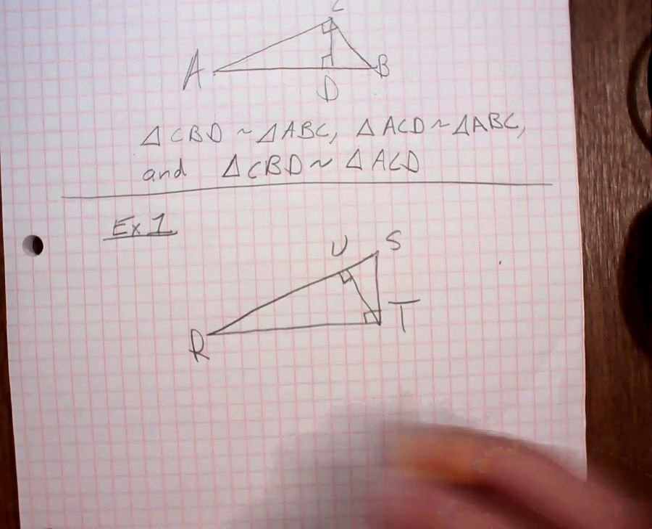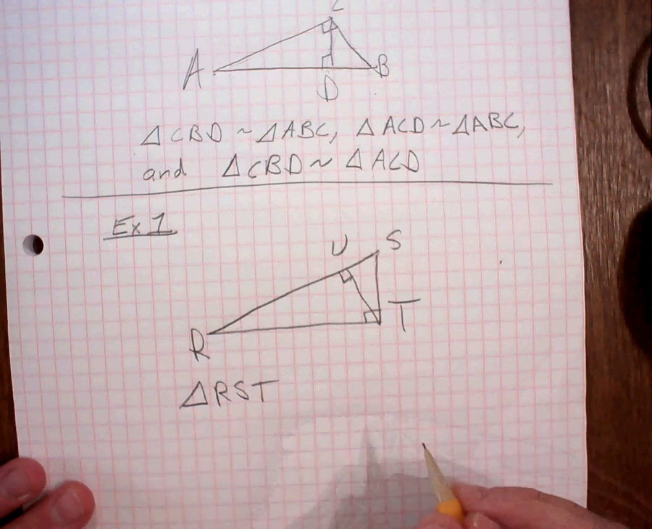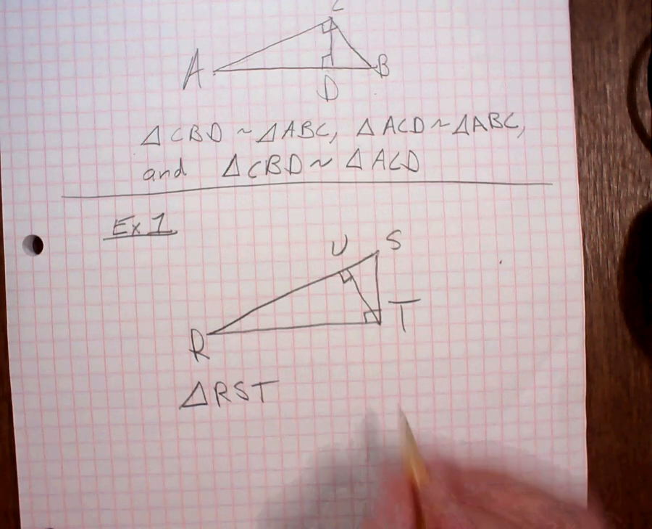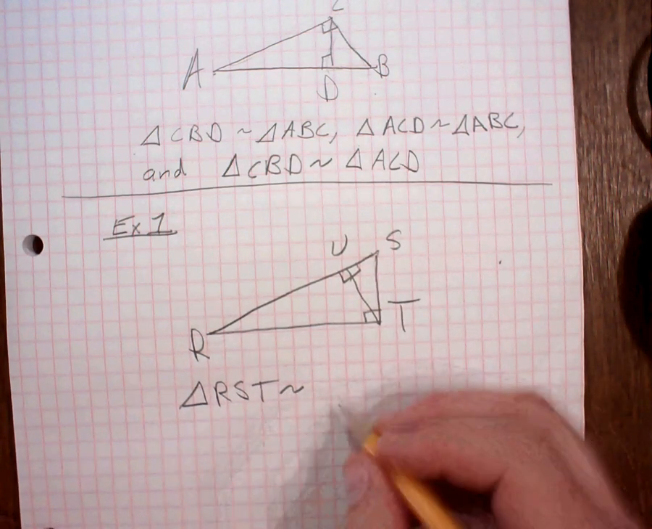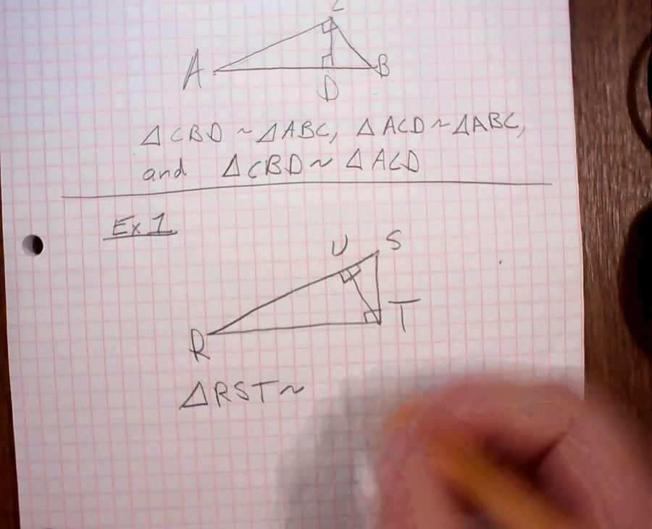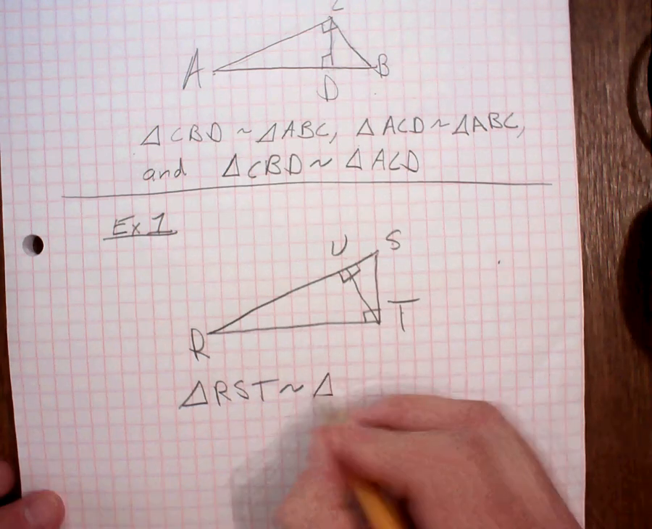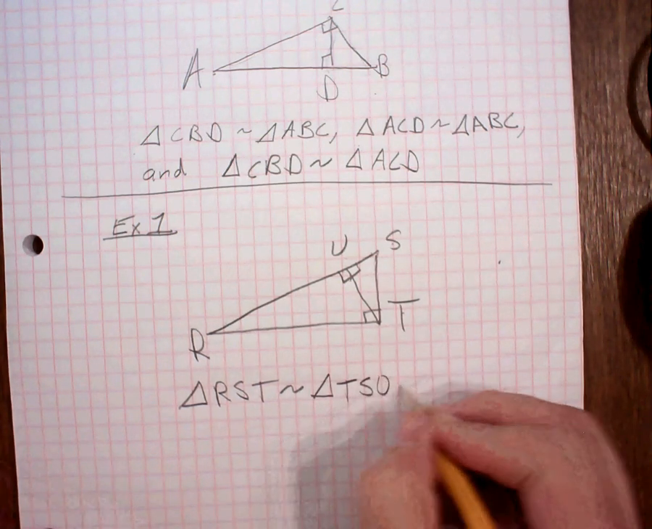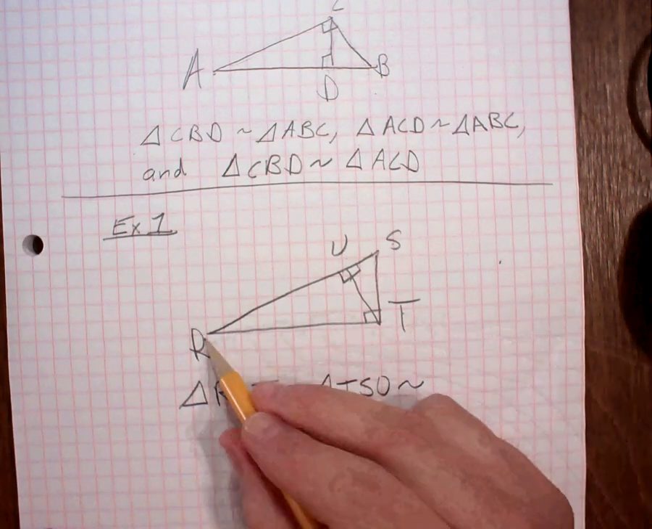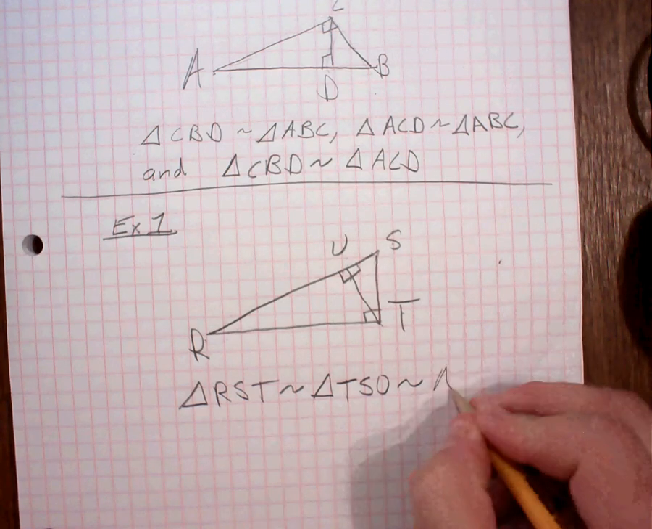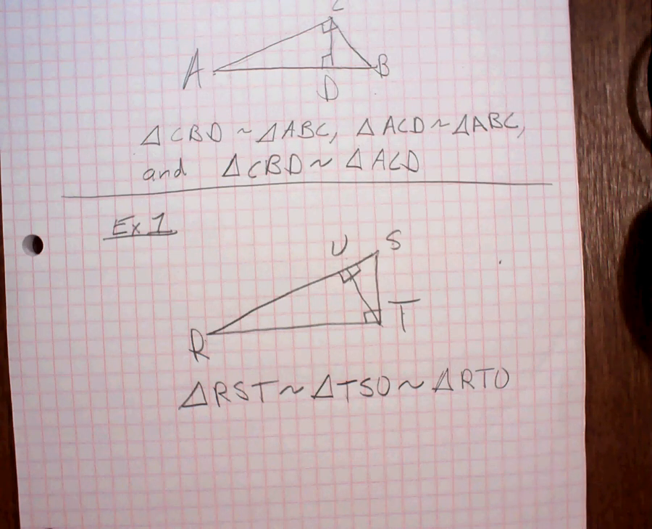Well, the big triangle RST is a 90-degree triangle. Okay? If this is 90 degrees, then this is also 90 degrees. So RST is similar to triangle TSU. And then the third triangle is similar to RTU. And that is literally it for example number 1.